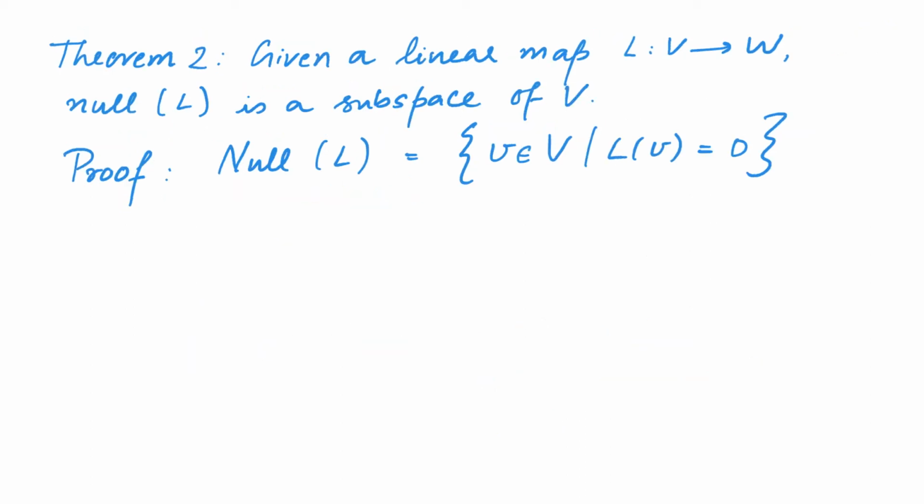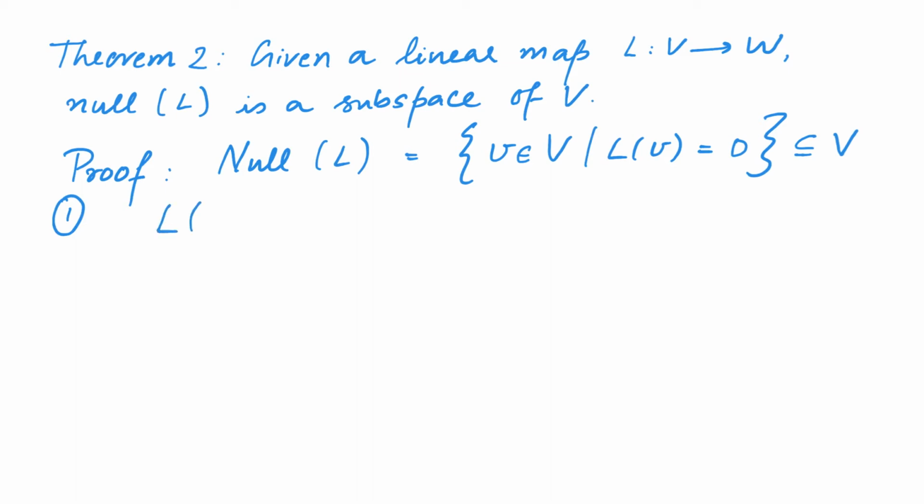Let us now prove that the null space is a subspace of V. It is once again clear that the null space is a subset of V. Therefore, we have to check only three things. It's closed under vector addition, closed under scalar multiplication, and 0 belongs to this subset. But this time we will start by showing that 0 belongs to the null space.